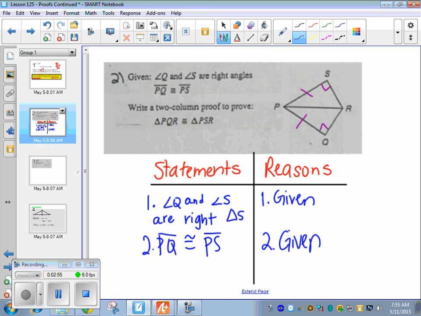All right, so then we learned one more thing that we can write down. Kyle, what's another thing that we can put down by looking at the picture? Natalie, what do you think? Yeah, we've got PR right here. They share this side, so we can mark that. So I've got PR is congruent to PR by reflexive property.